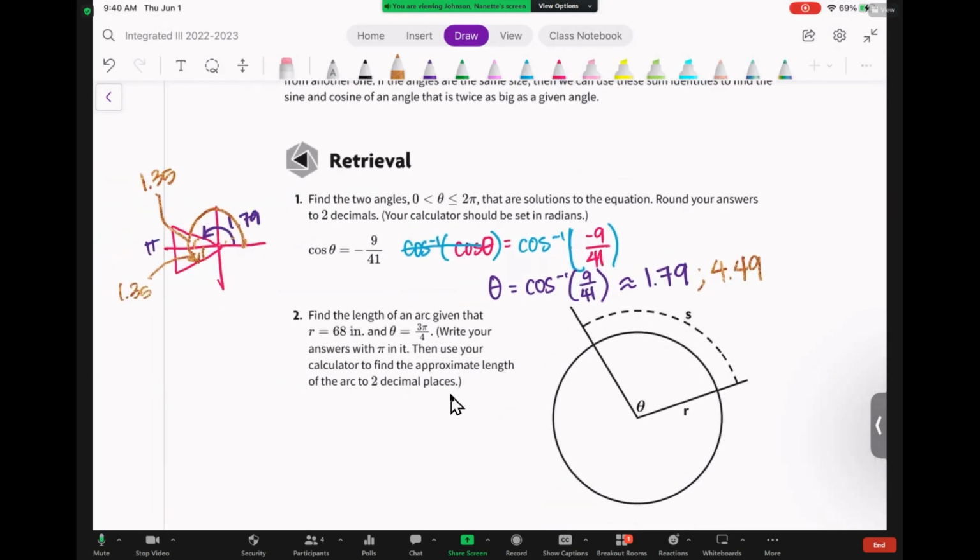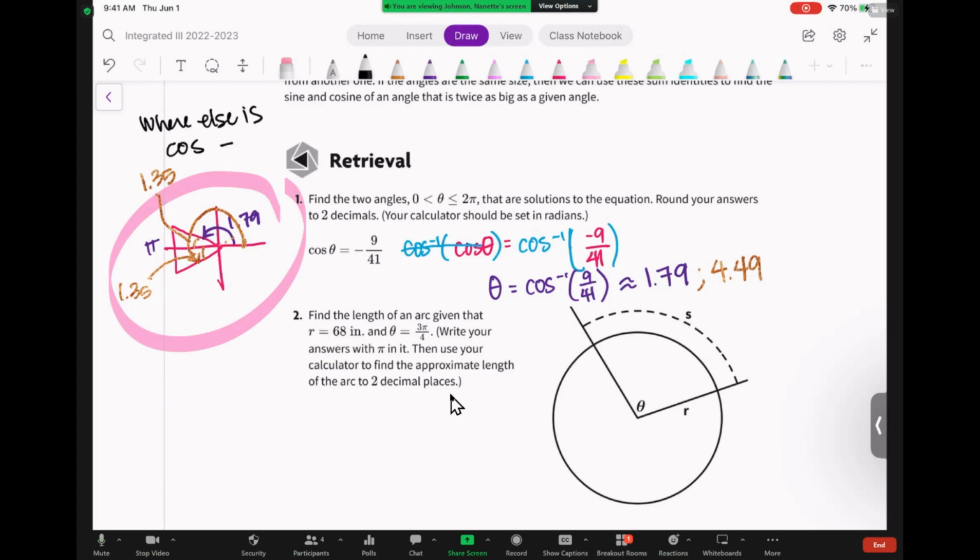So let's go over this really quickly. The very first thing I did was draw my picture. If you don't know how to draw this picture yet, the biggest thing to ask yourself is this famous question: where else is cosine negative? Cosine is negative on the left side because cosine represents x, so everything on the left side is going to be negative. Those are my two angles.